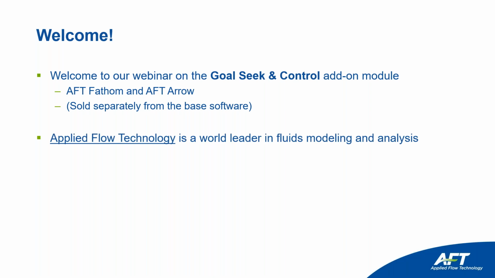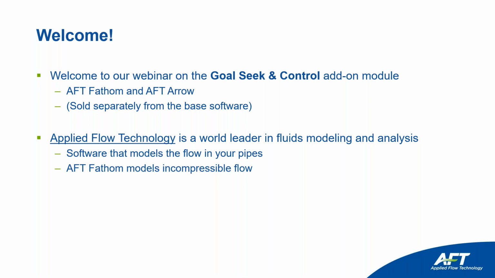Give you a little background. I am a business applications engineer over at Applied Flow Technology. We are a world leader in fluids modeling and analysis. So essentially what that means is it's software that models the flow in your pipes. You've got flow going through your systems, and we take that and put it into a computer so you can simulate and do different analyses and compare different scenarios. AFT Fathom is one of the base programs that models incompressible flow at steady state, and AFT Arrow models compressible flow at steady state. So that would be like gases, and Fathom would be more useful for liquids and very low velocity gases, assuming it's incompressible.